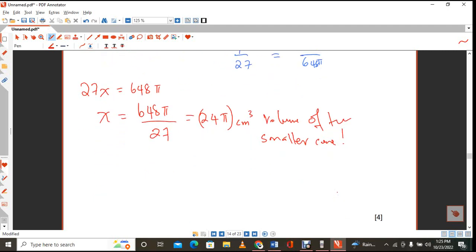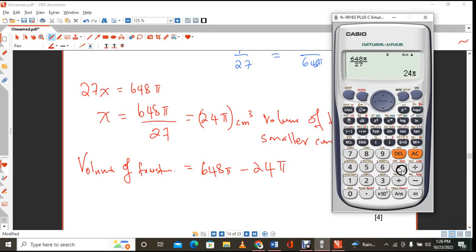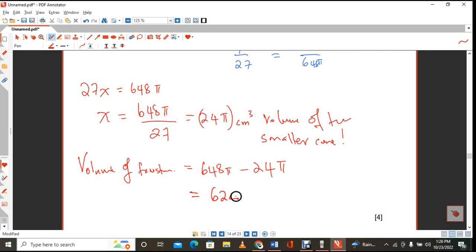So how do you find the volume of the frustum? The volume of that solid frustum is the volume of the big cone, which is 648 pi, take away the volume of the smaller cone, which is 24 pi. Okay, so let's go. 648 shift pi minus 24 shift pi. That gives me 624 pi.